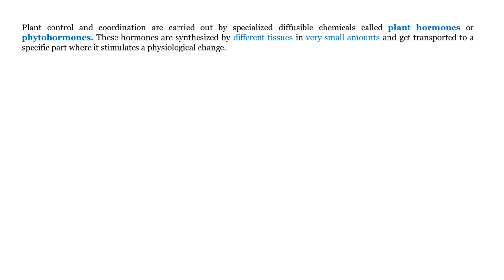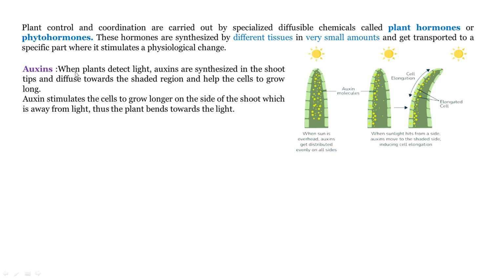The very first is auxin. When the plant detects light, auxins are synthesized in the shoot tip and diffuse towards the shaded region and help the cells grow long. They are synthesized at the tip, but as the plant detects light, auxin moves towards the shaded part of the plant, that is, the part away from the light.